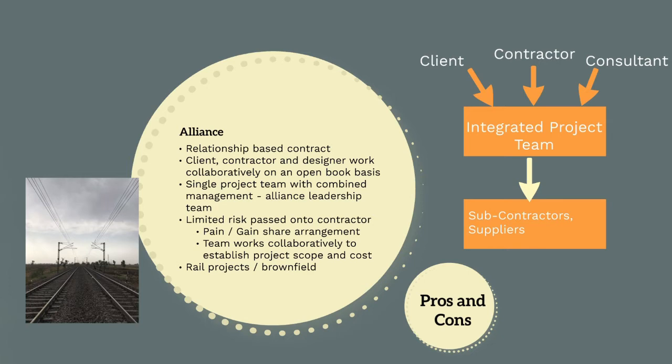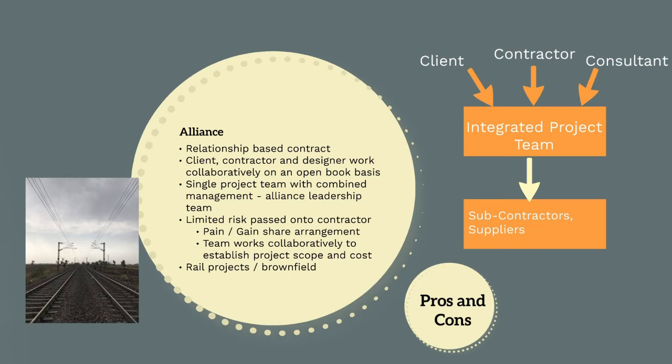An alliance leadership team will be formed from all the members of the alliance that oversee the delivery of the project. Under an alliance contract, limited risk is passed on to the contractor. There is typically a pain or gain share payment mechanism between the client and the contractor, where the client and the contractor share in both profit and losses.